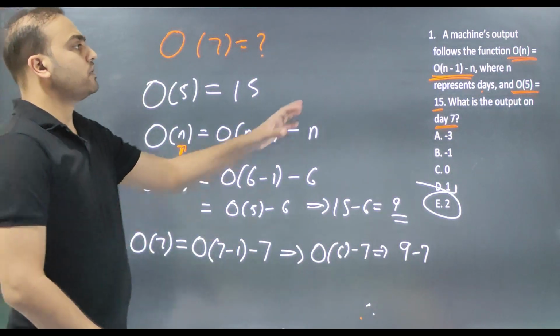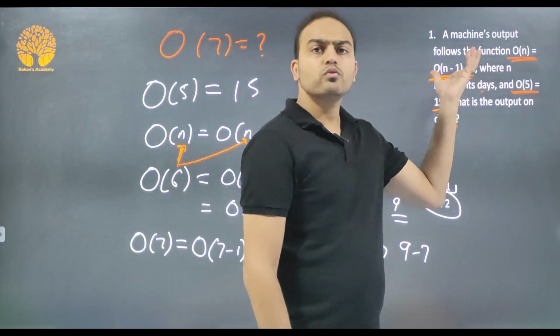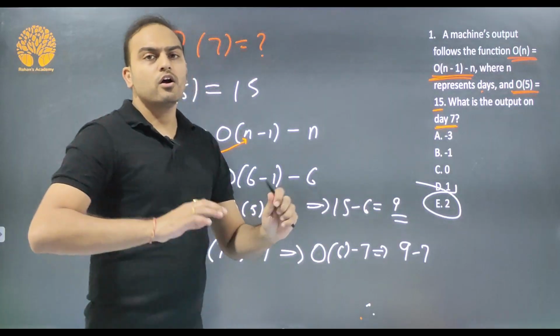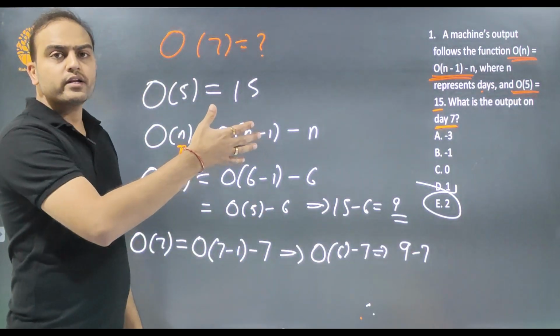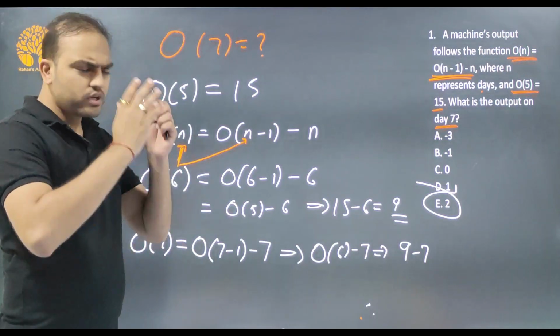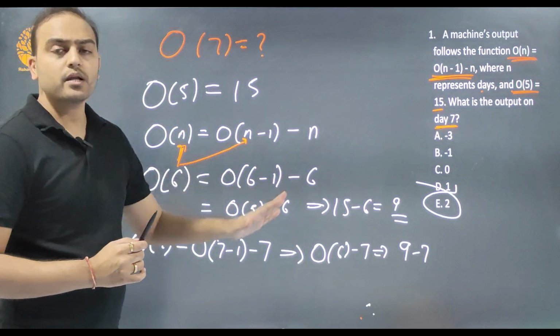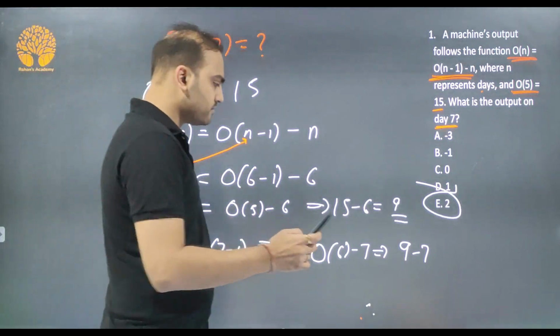Okay, so if you see, ON = ON minus 1 minus N, you know this is a sequence function, no problem. Substitute values, but how do you substitute values? Go step by step. You don't have to waste time thinking what to do, how to do, just go step by step, you will end up with your answer. Okay.